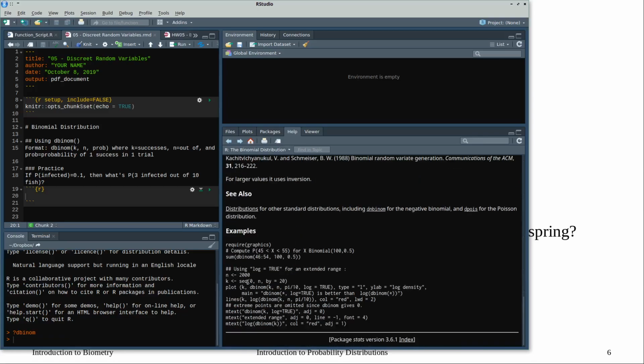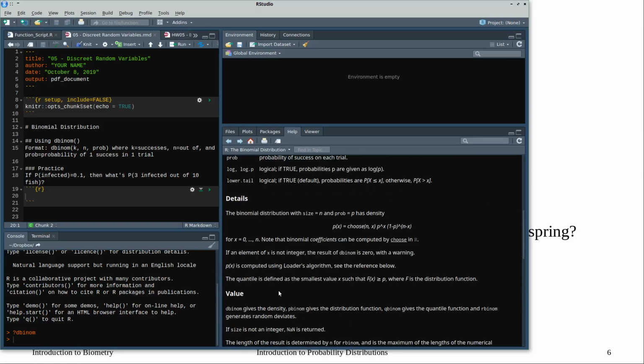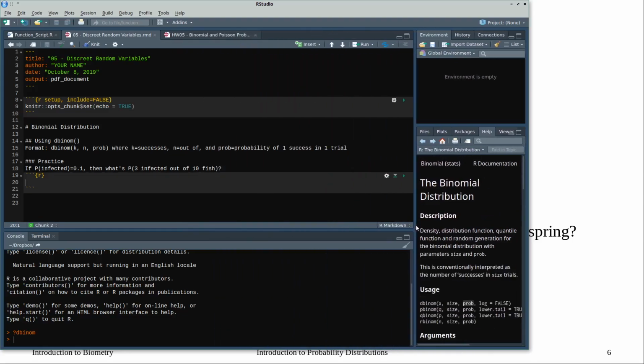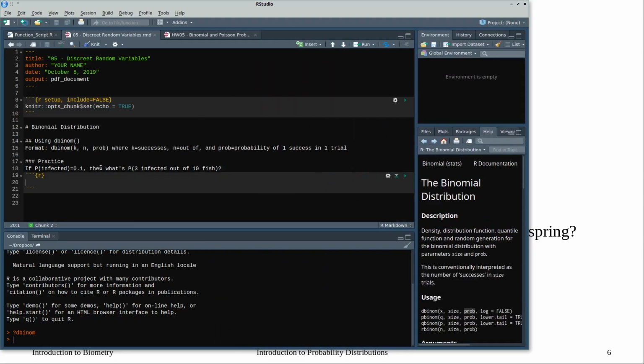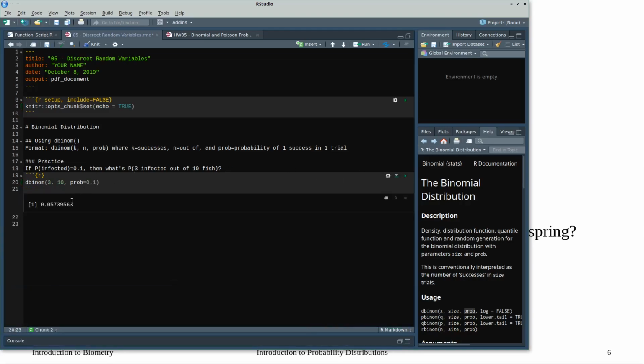Now you have some examples down here that you can look at, but we're going to use dbinom for our problem. We just calculated this by hand. Now let's do it in R. So it is dbinom, 3 successes out of 10 fish, and our probability of being infected is 0.1. And we get the exact same number that we got when we did it in our calculator.